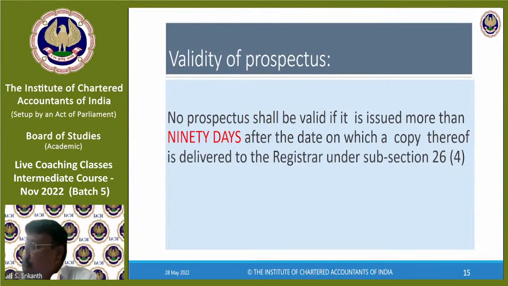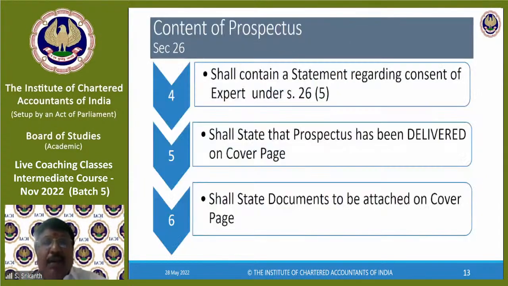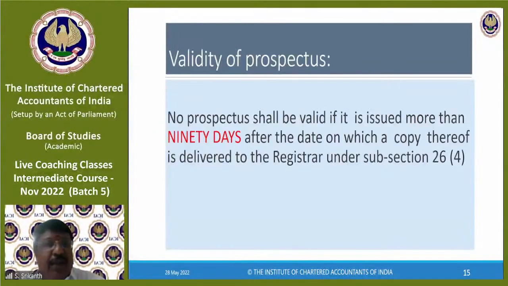The prospectus must be issued within 90 days of delivery to the registrar. See, the date of delivery to the registrar is when you give the prospectus for registration. From that date, within 90 days, you have to issue it. Okay.